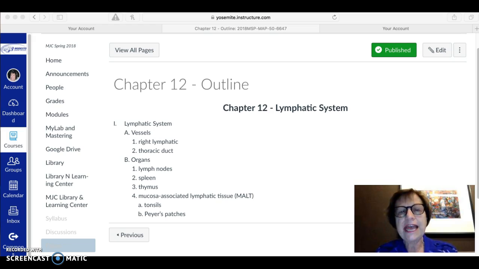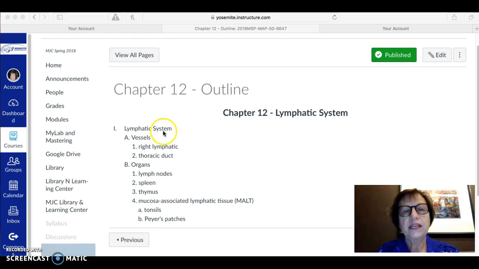If you look at the outline for chapter 12, you'll see that it only covers a little bit of the chapter. Most of the chapter deals with your immune system and how it works. I'm just asking you to look at the actual structures in the lymphatic system and what their functions would be.